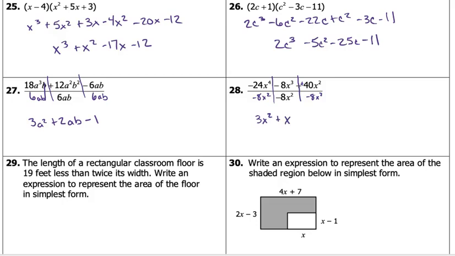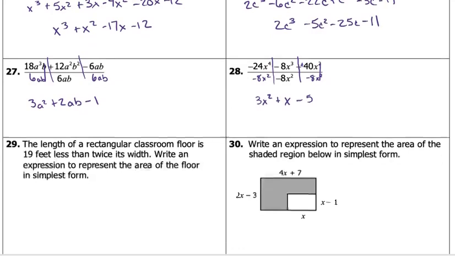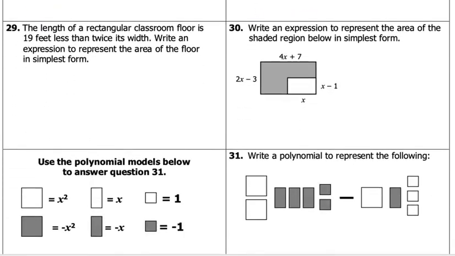40 divided by negative 8 is negative 5. And then x squared divided by x squared, well, those would just cancel out because they're dividing by themselves. All right, we just have a couple more here. We're just going to do a little bit of application process here.